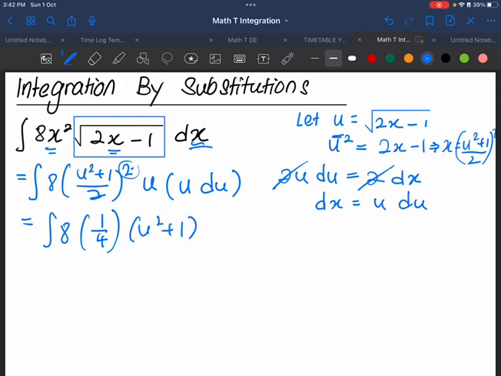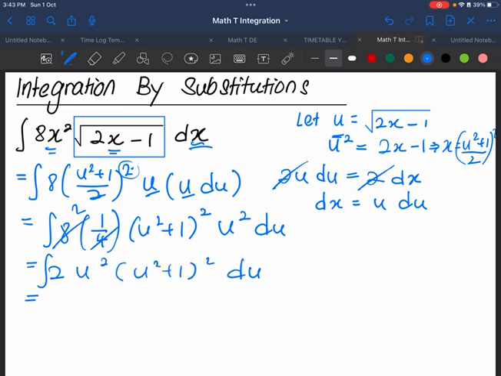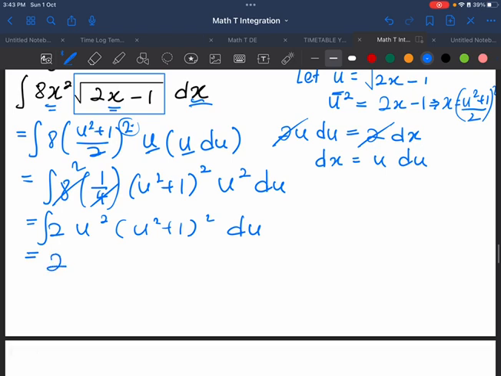We copy back u squared plus 1, squared. And here is u squared, since u times u is u squared, and here is du. Now we further simplify this side, and integrate 2 u squared and u squared plus 1 squared du. We take out the constants, and here we expand it: u squared times u to the power of 4 plus 2u squared plus 1, and du.